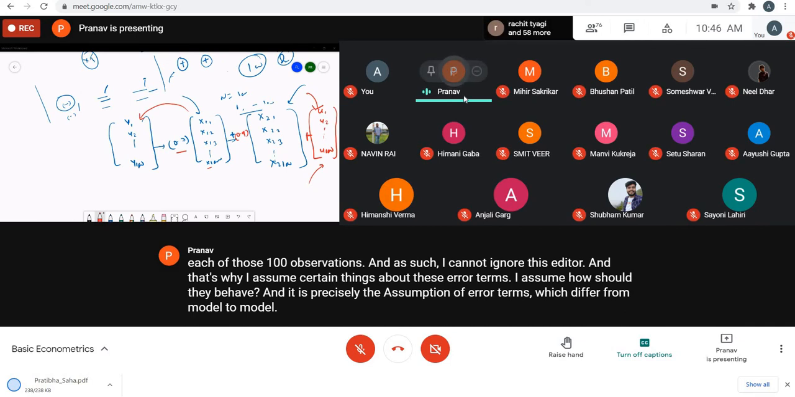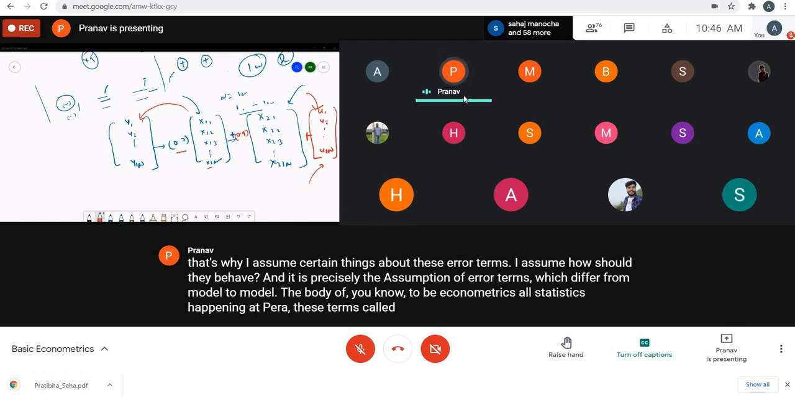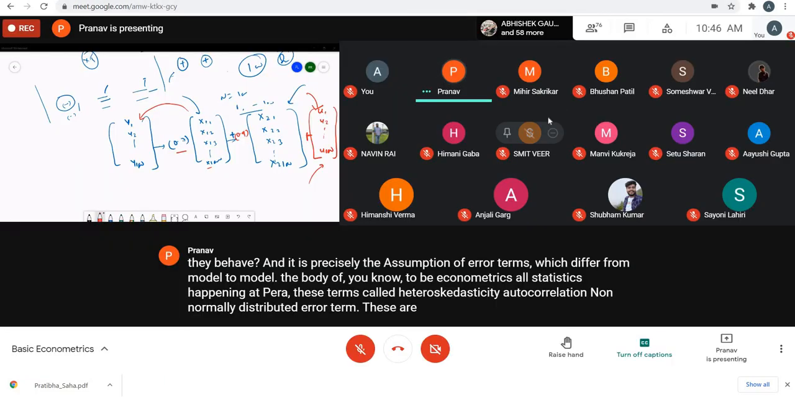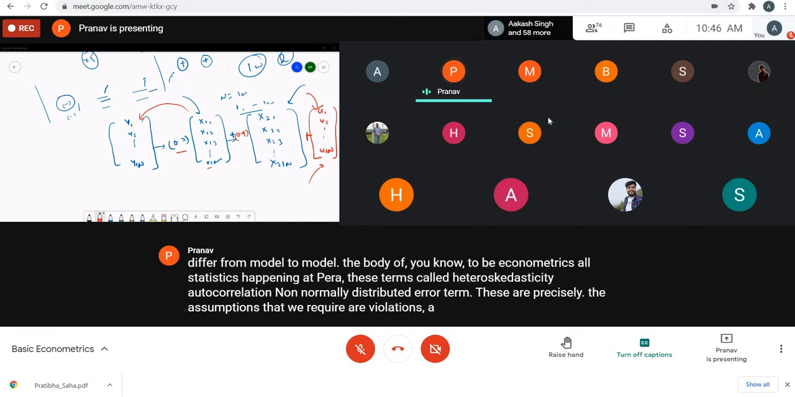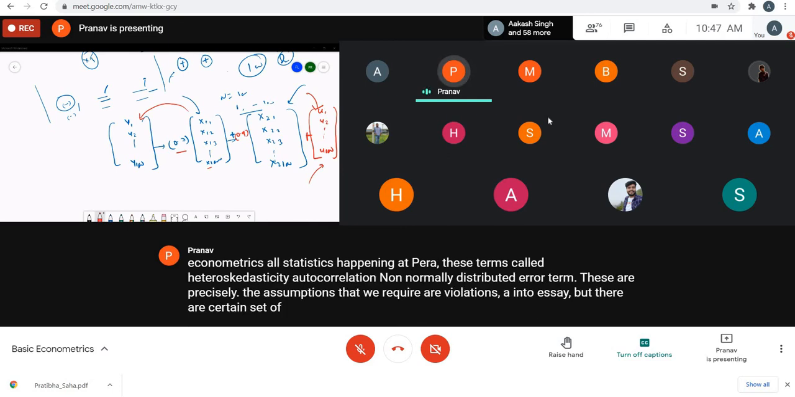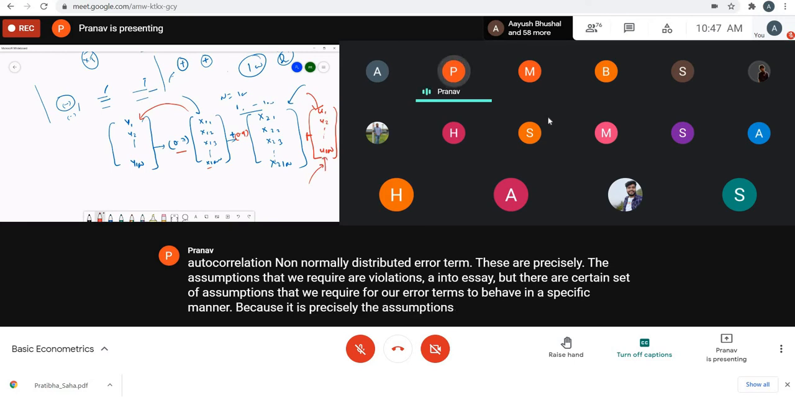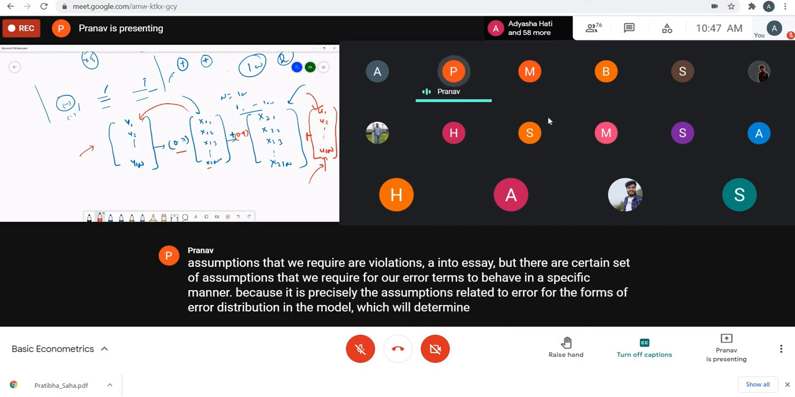एक बहुत ही आपने सुना होगा जिन्होंने भी इकोनोमेट्रिक्स और स्टैटिस्टिक्स आपने पढ़ा है, तो there are these terms called heteroscedasticity, autocorrelation, non-normally distributed error terms. These are precisely the assumptions that we require, or violations हैं तो ऐसे, but there are certain set of assumptions that we require for our error terms to behave in a specific manner. Because it is precisely the assumptions related to error or the forms of error distribution in the model which will determine whether my model is best fit or not.